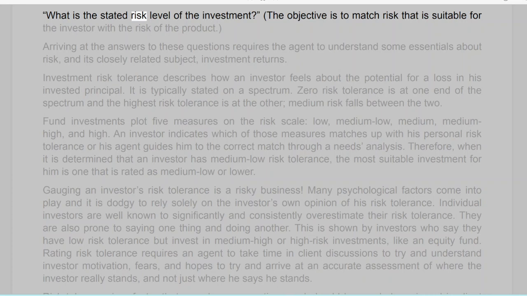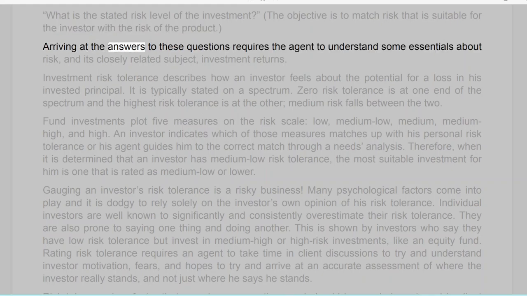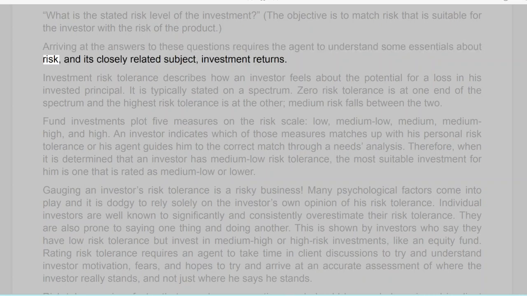What is the stated risk level of the investment? The objective is to match risk that is suitable for the investor with the risk of the product. Arriving at the answers to these questions requires the agent to understand some essentials about risk and its closely related subject, investment returns.